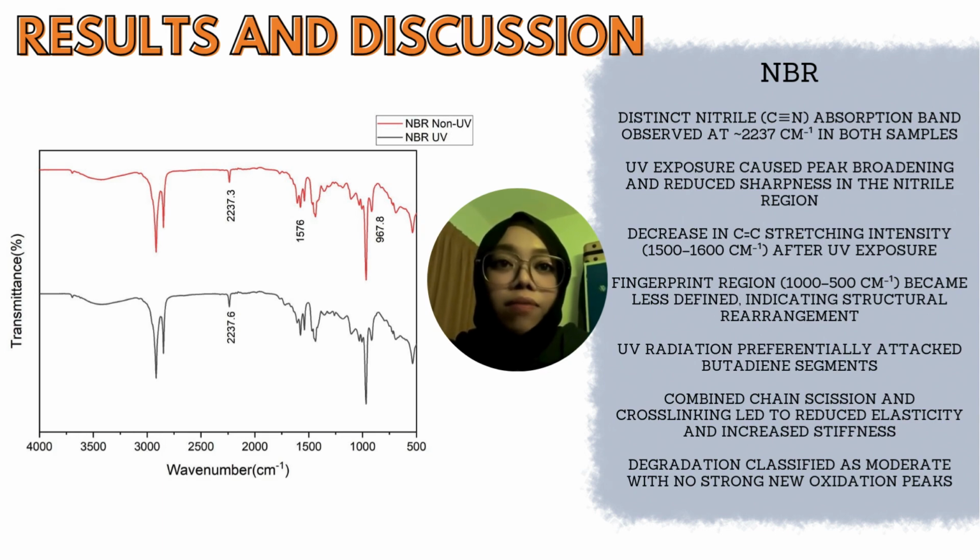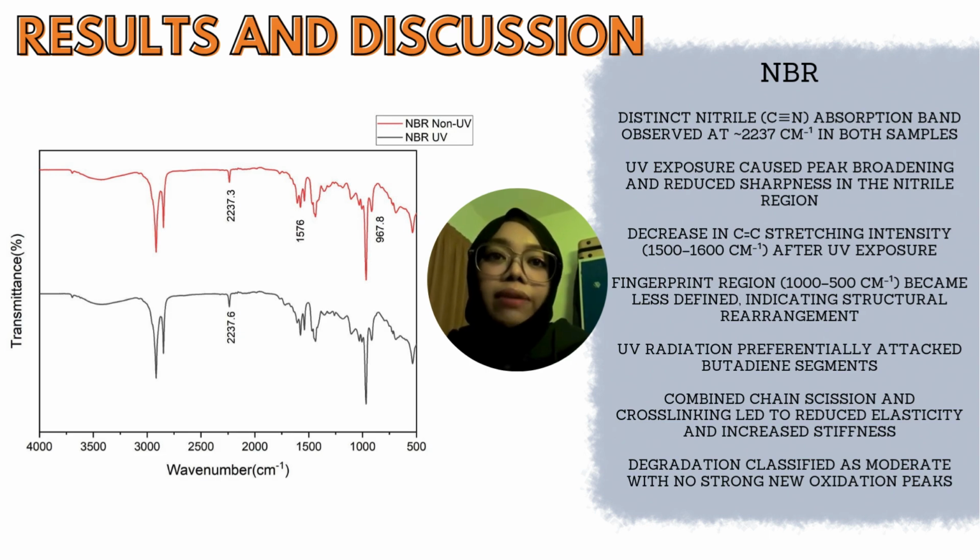For NBR, both UV-exposed and non-UV samples exhibited a distinct absorption band at approximately 2237 inverse centimeters, which is characteristic of the nitrile group present in the acrylonitrile component of the polymer. This confirms that the main functional groups of NBR were retained after UV exposure.